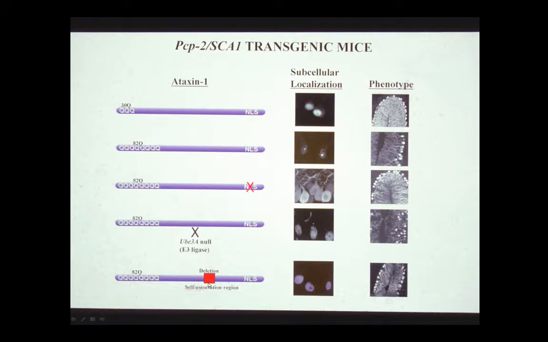Another important experiment was done by Pam Skinner, who was in the lab at about the same time, in which they deleted the self-association region, because there was a lot of controversy about whether these inclusions were important in the pathogenesis of the disease. When she did that, the protein was widely distributed, just like it was in these animals, but the animals got sick. So the aggregation of the protein didn't seem to be the important aspect, but the protein was in the nucleus where it could cause damage.